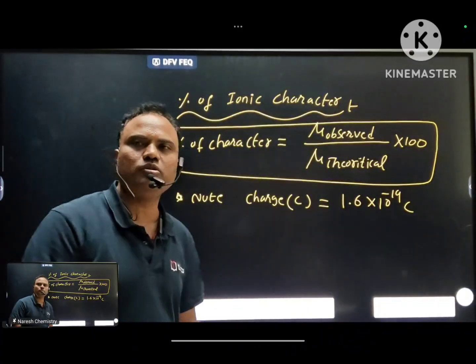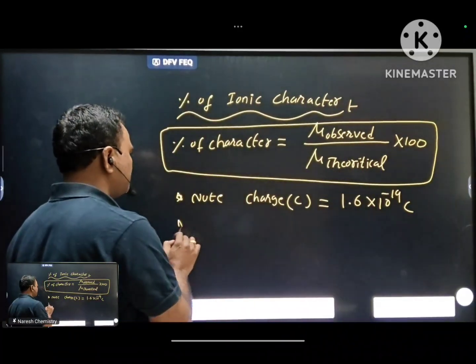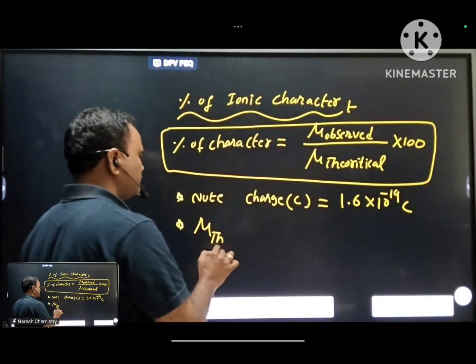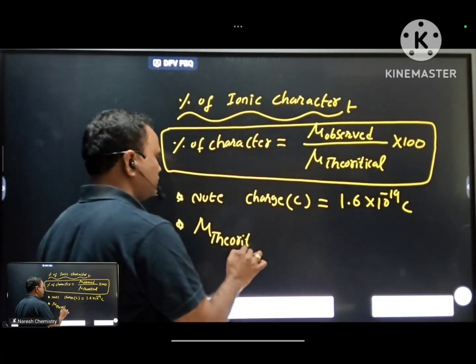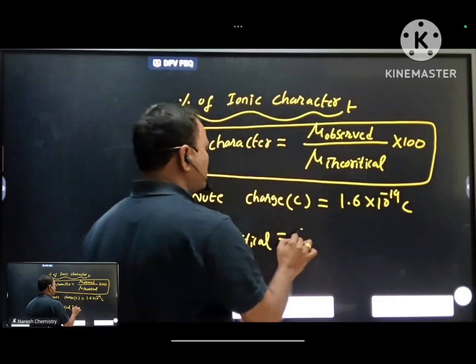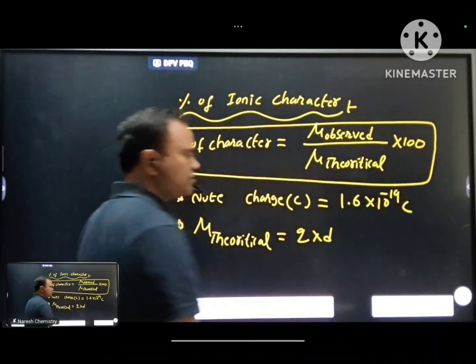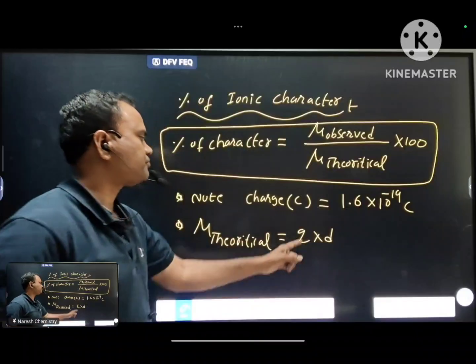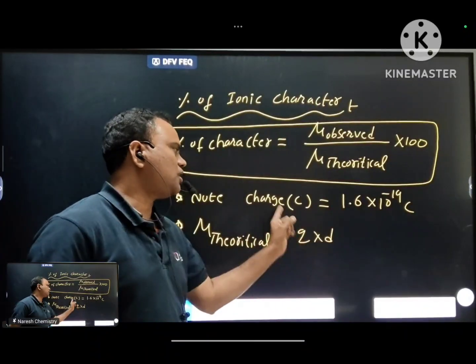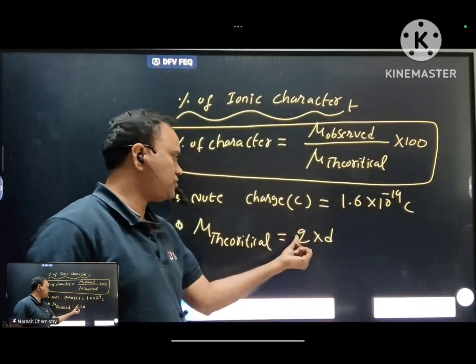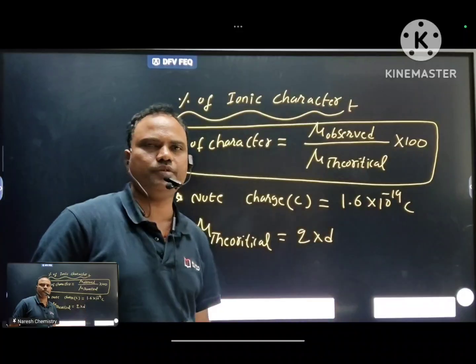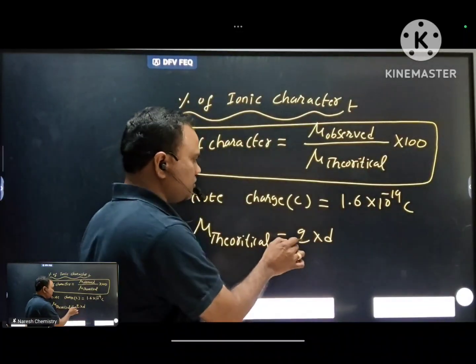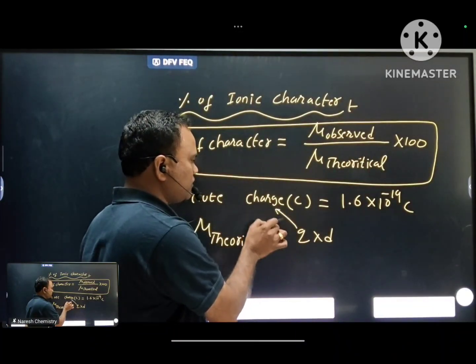How to find theoretical dipole moment? Mu theoretical is equal to charge into distance. Here, this is the charge value, 1.6 into 10 power minus 19 coulombs. Distance will be given to you. Here, see, charge is nothing but this one only. Once give the arrow.